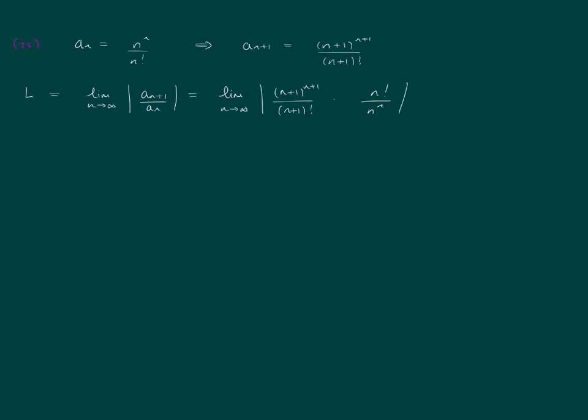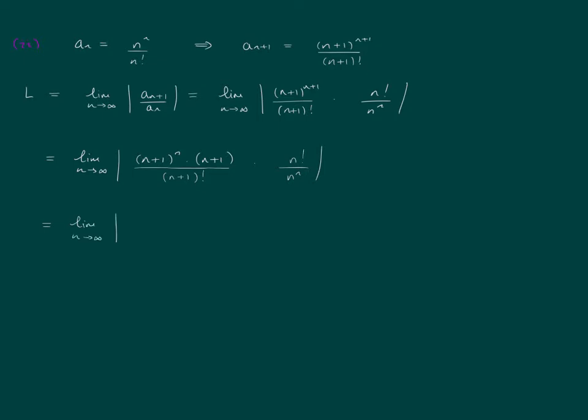Now, I want to see what sort of algebraic cancellations I can get. So I'm going to write (n+1) to the n+1 as just (n+1) to the n times (n+1). And I'm dividing that by (n+1) factorial times n factorial over n to the n. Now, why am I doing that? It's because I want to combine this (n+1) to the n and this n to the n.